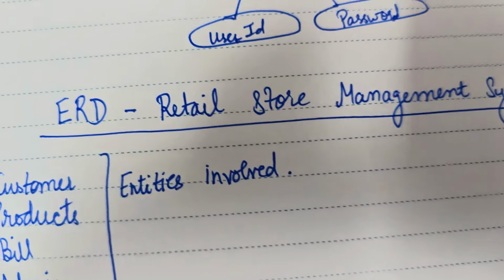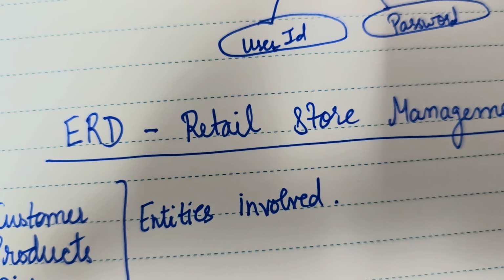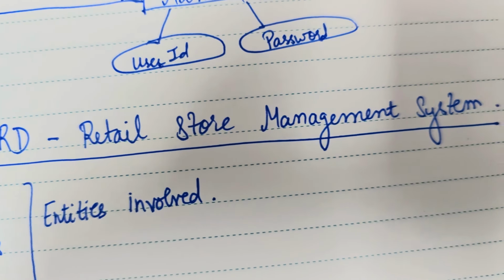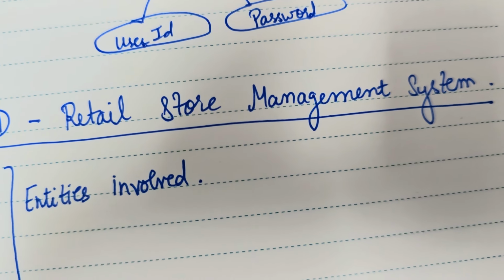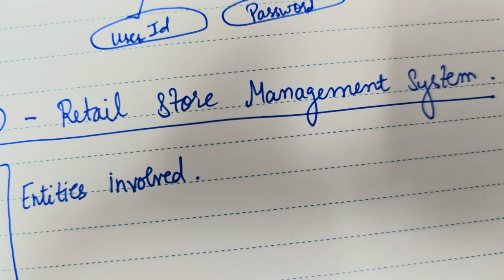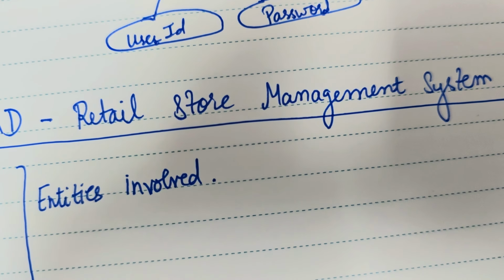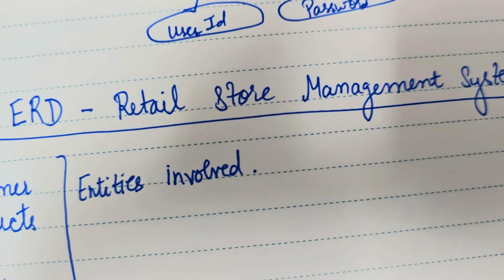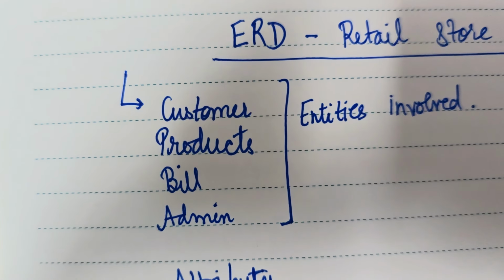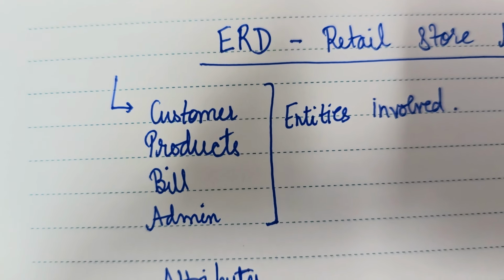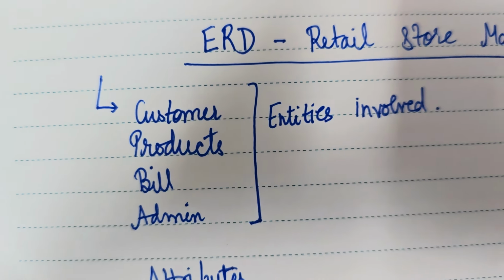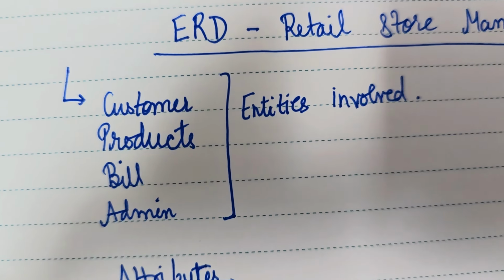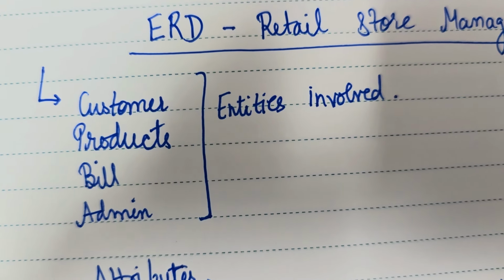So today we were talking about the entity relationship diagram for a retail store management system. If the question is to create an ERD for a retail store management system, what could be the assumptions? So let's think of the entities which are involved. There would be some customer who would be buying products from the retail store, and the customer would be paying a bill which would be generated by the admin, right? So these are our assumptions.